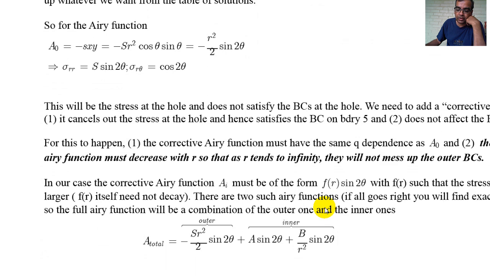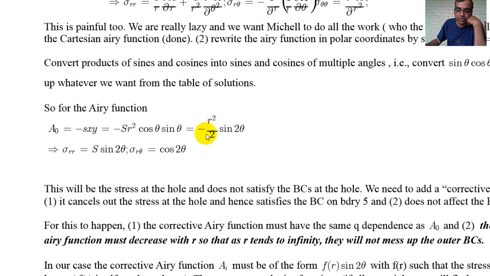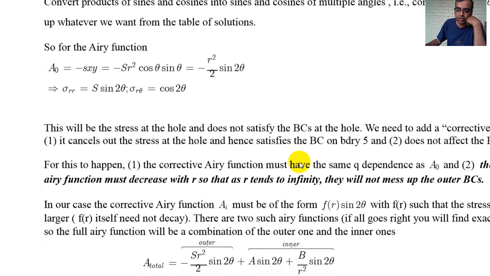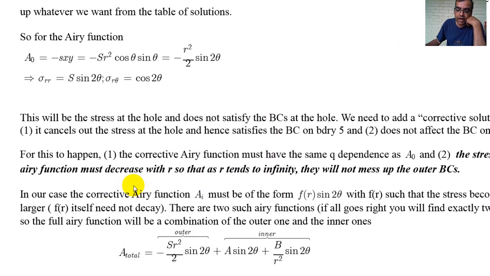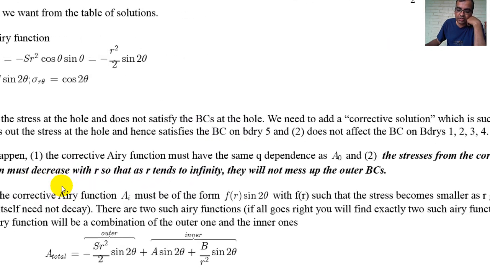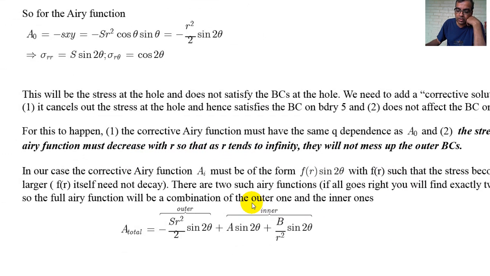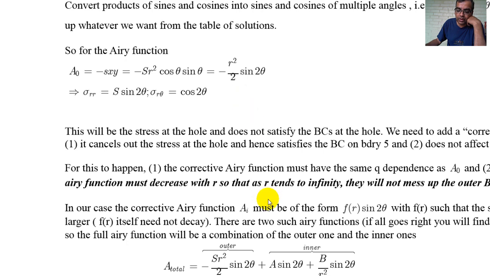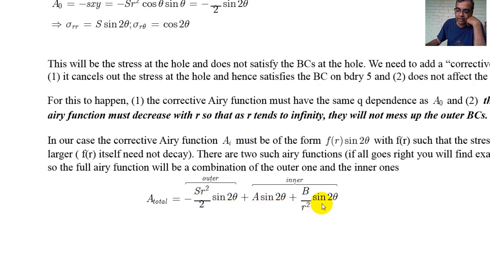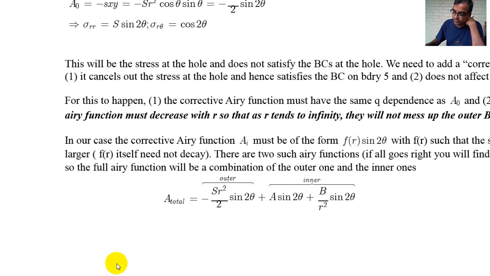So what do I have to do? I have to add to this terms that will enable me to satisfy the boundary conditions at the hole. So how do I do this? I want to add to it some things for which the stresses will die down. So let's see. Now I have sin 2 theta. I want to match the angles, so I want to have the same thing, sin 2 theta. So let us see which Mitchell stress functions have sin 2 theta in them.